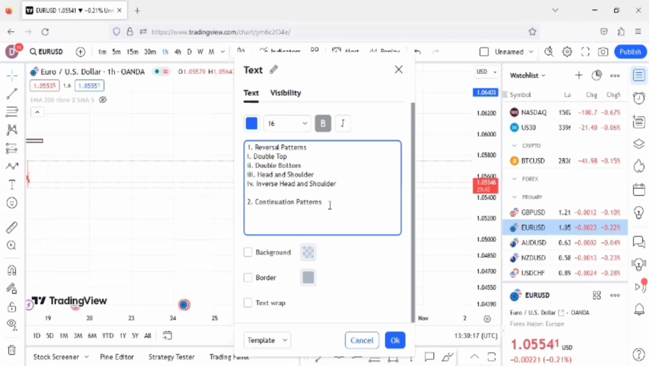Then what are the continuation patterns that we have? The major ones. We have many of them, but the major one that I use is the rectangle pattern. So this rectangle pattern is actually the only one that I use for continuation. We have many of them. We have channels, we have pennants, we have rectangle, and so on and so forth.